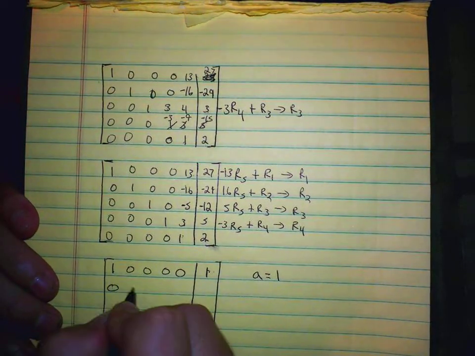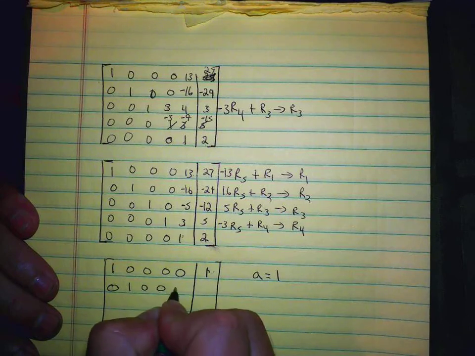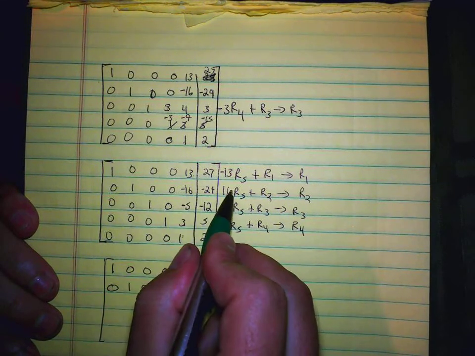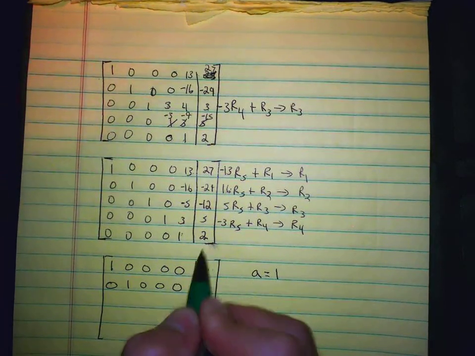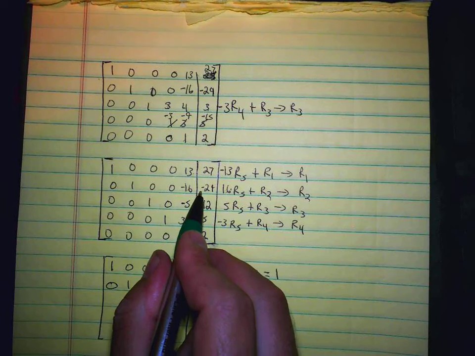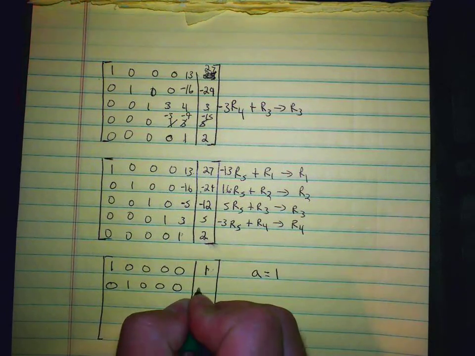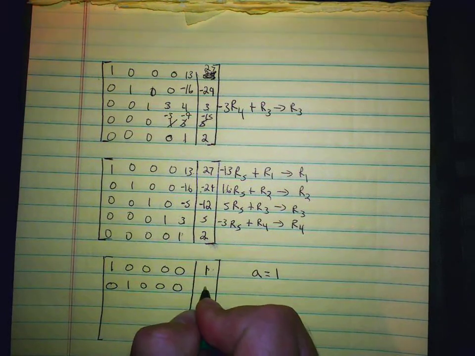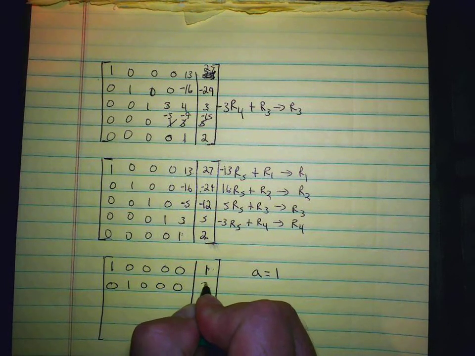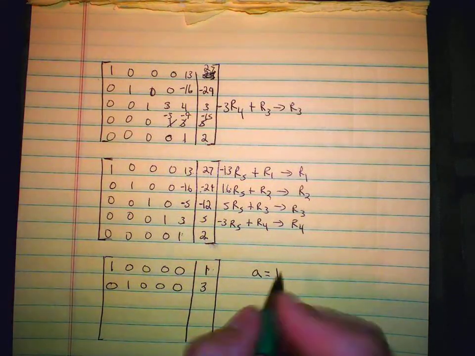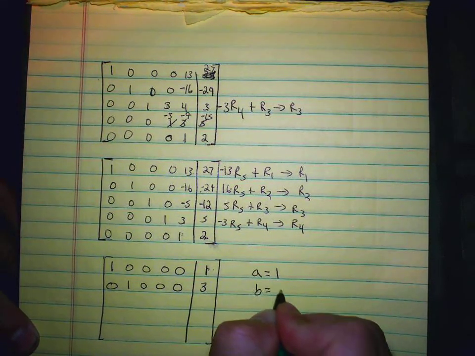So 0, 1, 0, 0. We're going to make this into a 0, right? Because we're going to multiply by 16. 2 times 16 is 32. 32 minus 29 is going to be a positive 3. Make sure. Yeah, positive 3. So B will equal 3.